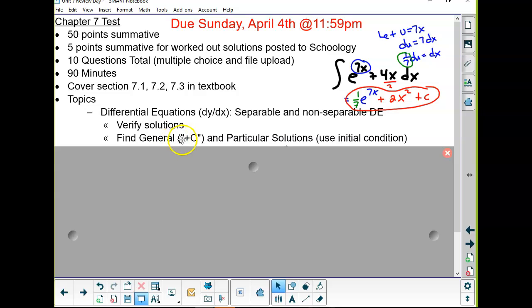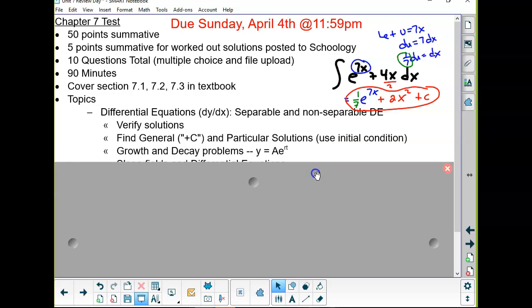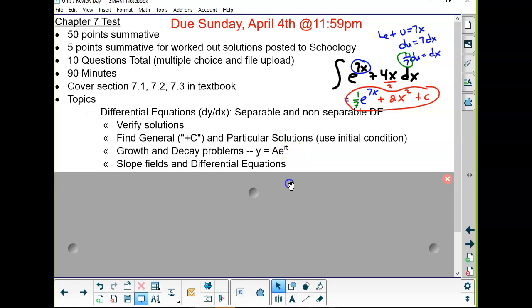We are asking you to find general solutions or particular solutions. The warm-up we just did, we did both. The example I did right here is a general solution, because we had the plus C in it. And then growth and decay problems, I have one of those in the notes today, so we'll go over that. In general, that was the PERT formula that we talked about.